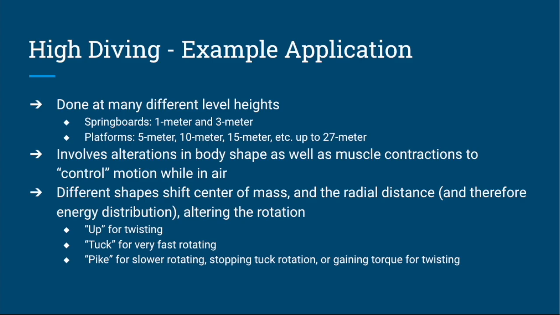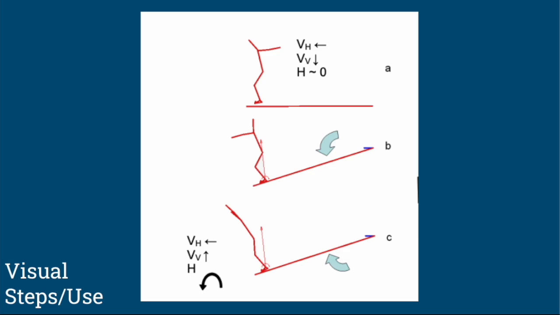For example, one may arch slightly for a twisting rotation to forcefully create an upward motion, which generates a rolling motion. To maximize flips, divers pull into a very tight tuck position where you grab onto your shins and pull your head between your legs, squatting down. Finally, for slower rotating, gaining torque for twisting, or stopping tuck rotation, divers enter a pike position where you completely fold in half.